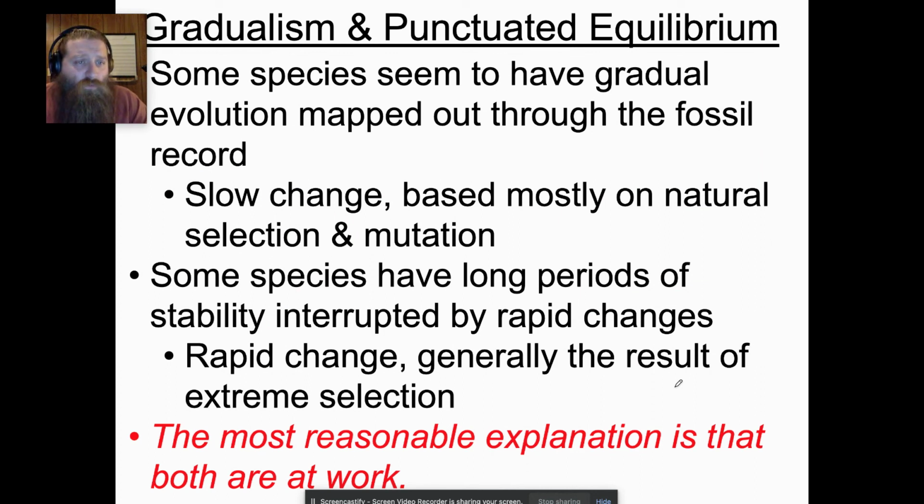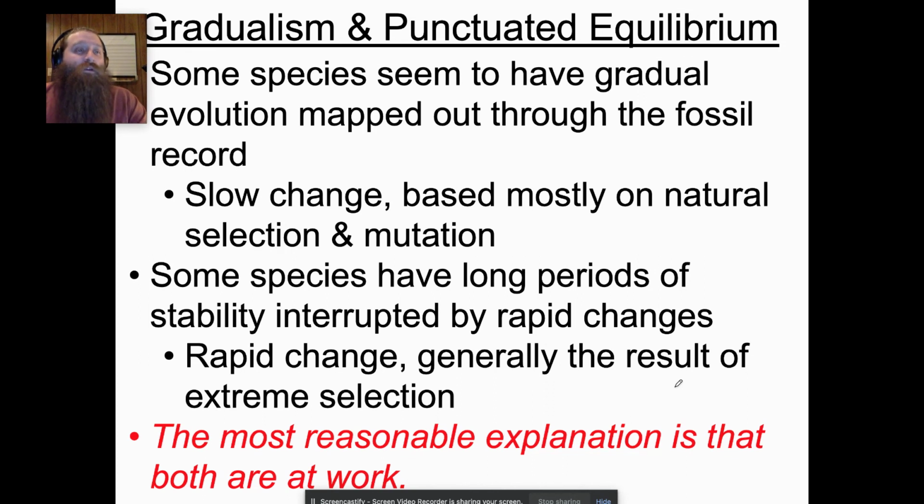So when we look at the fossil record, we find that some species have gradualism as perfectly mapped out, like the whale. We see transition species, and it's slow change, and it's really driven by just normal natural selection, genetic mutation, all that stuff. Sometimes we look in the fossil record, we find a species that has a very rapid change. And usually we chalk rapid change up to extreme selection, so a cataclysm, a bottleneck event, something like that. Since we see both, there's not one or the other. It's both mechanisms acting on living things.